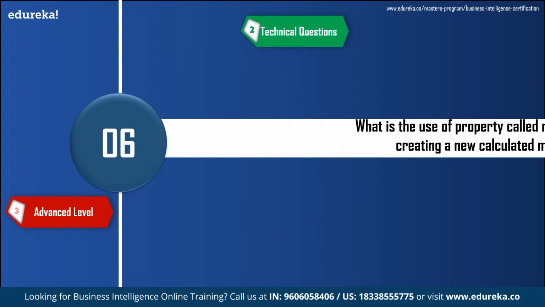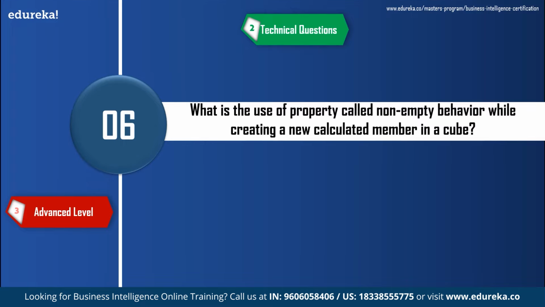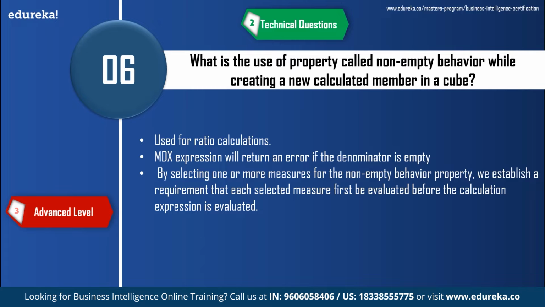Next, what is the use of the property called non-empty behavior while creating a new member in a cube? Non-empty behavior is used for ratio calculation. An MDX expression will return an error if the denominator is empty, just as it would if the denominator were equal to 0. By selecting one or more measures for the non-empty behavior property, we're establishing a requirement that each selected measure first be evaluated before the calculated expression is evaluated. If each selected measure is empty, then the expression is also treated as empty and no error is returned.